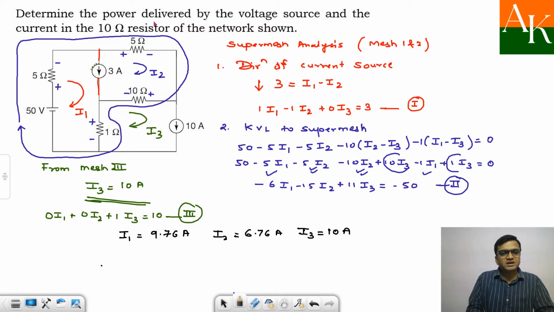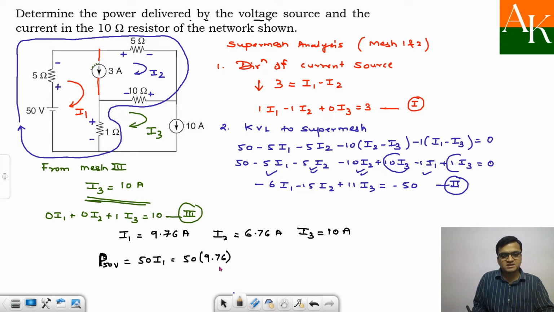They are saying power delivered by the voltage source. The voltage source value is 50 volts. The power P is nothing but voltage into current. So 50 volt, and the current through this one is I1. Multiply by I1, so that is 50 into 9.76, and this will give me the answer as 488 watt. So this part is over.